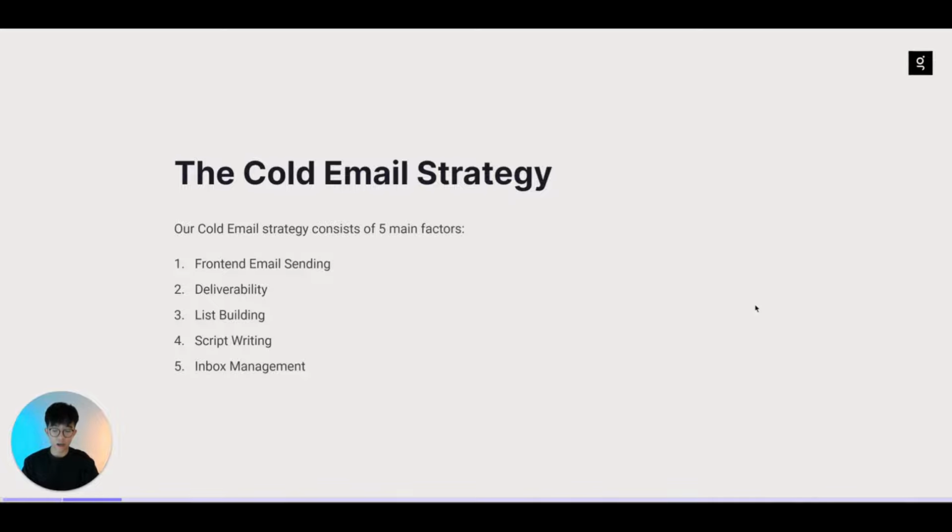So jumping right into it, what we will be covering in today's video is a couple of things, right? The first one is in terms of the cold email strategy, it really consists of 5 main factors. The first one is the front-end email sending infrastructure. The second point is the deliverability, so making sure your emails get delivered. The third one is list building and finding the contacts that you'll be reaching out to. After you have that, the fourth thing is the script writing, and then finally the inbox management. So that's pretty much what we will be going over today.